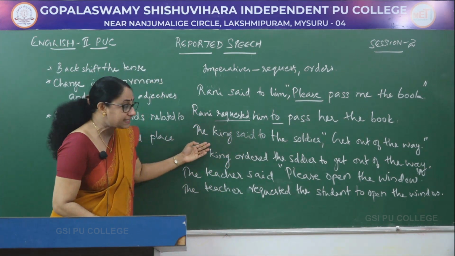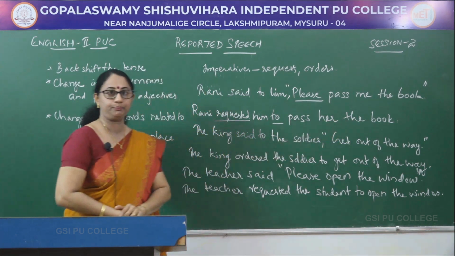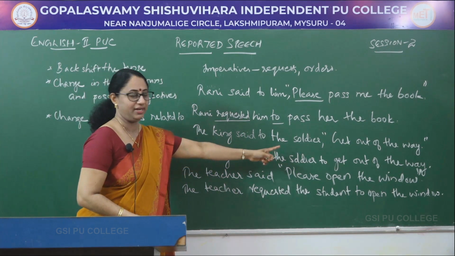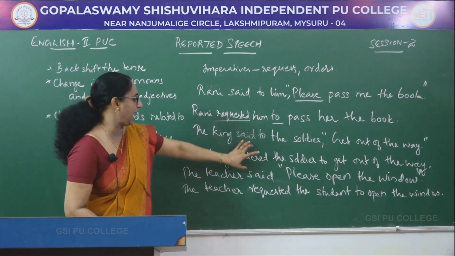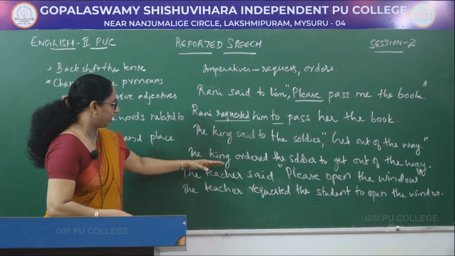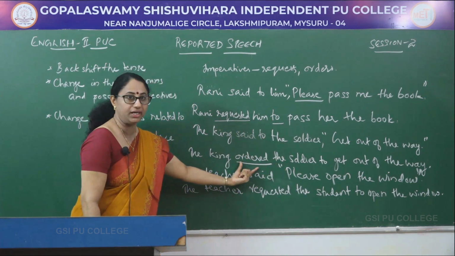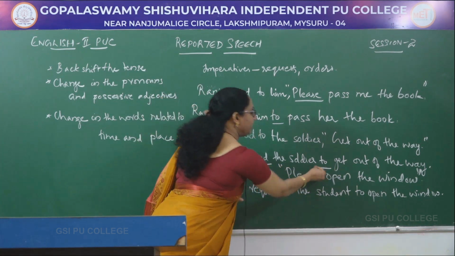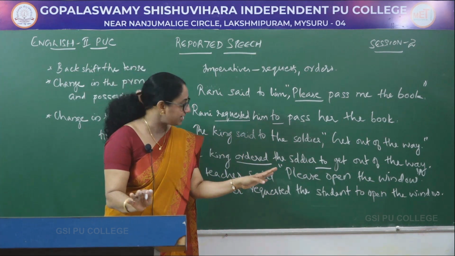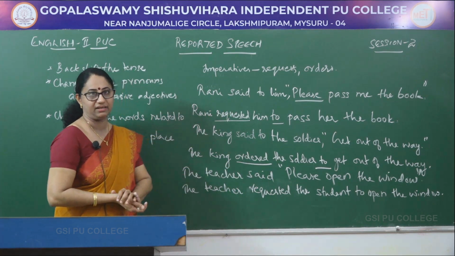Now see the second sentence, it's a command. The king said to the soldier, "Get out of the way." It's a command given by the king to the soldier. So instead of requested, we can use the word ordered or commanded. Now the king ordered the soldier. Said to becomes ordered. The soldier, see, linker to, get out of the way. There is no change in the tense here too, and it's quite easy to transform imperative sentences.